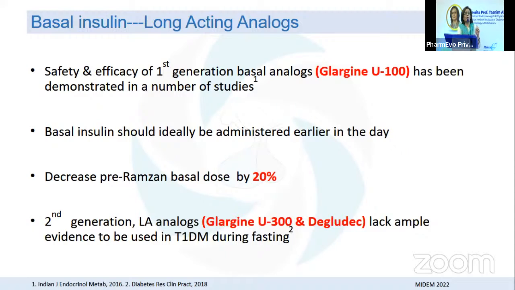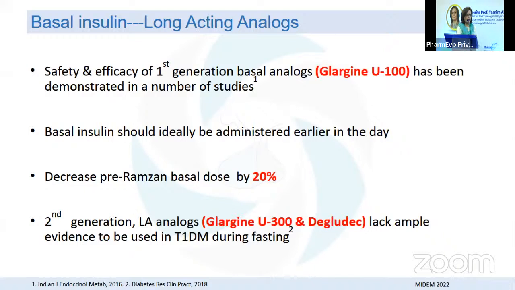Having said that, a lot of your type 1 patients will be on the U300, which is available in this city by the name of 2U. There is no need to shift them to U100 Glargine. You need to continue with that. It's a good insulin. It is a flatter curve. It is a better 24-hour cover.